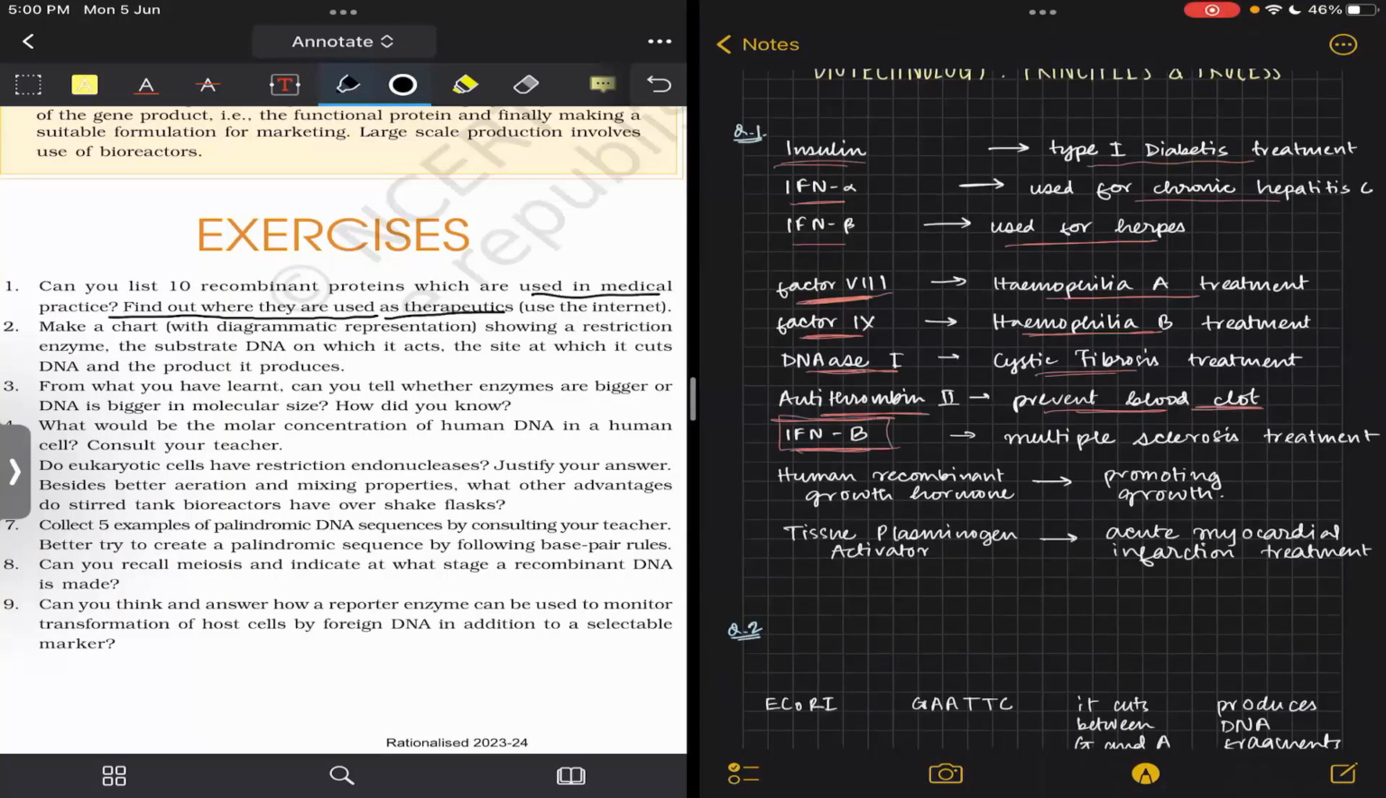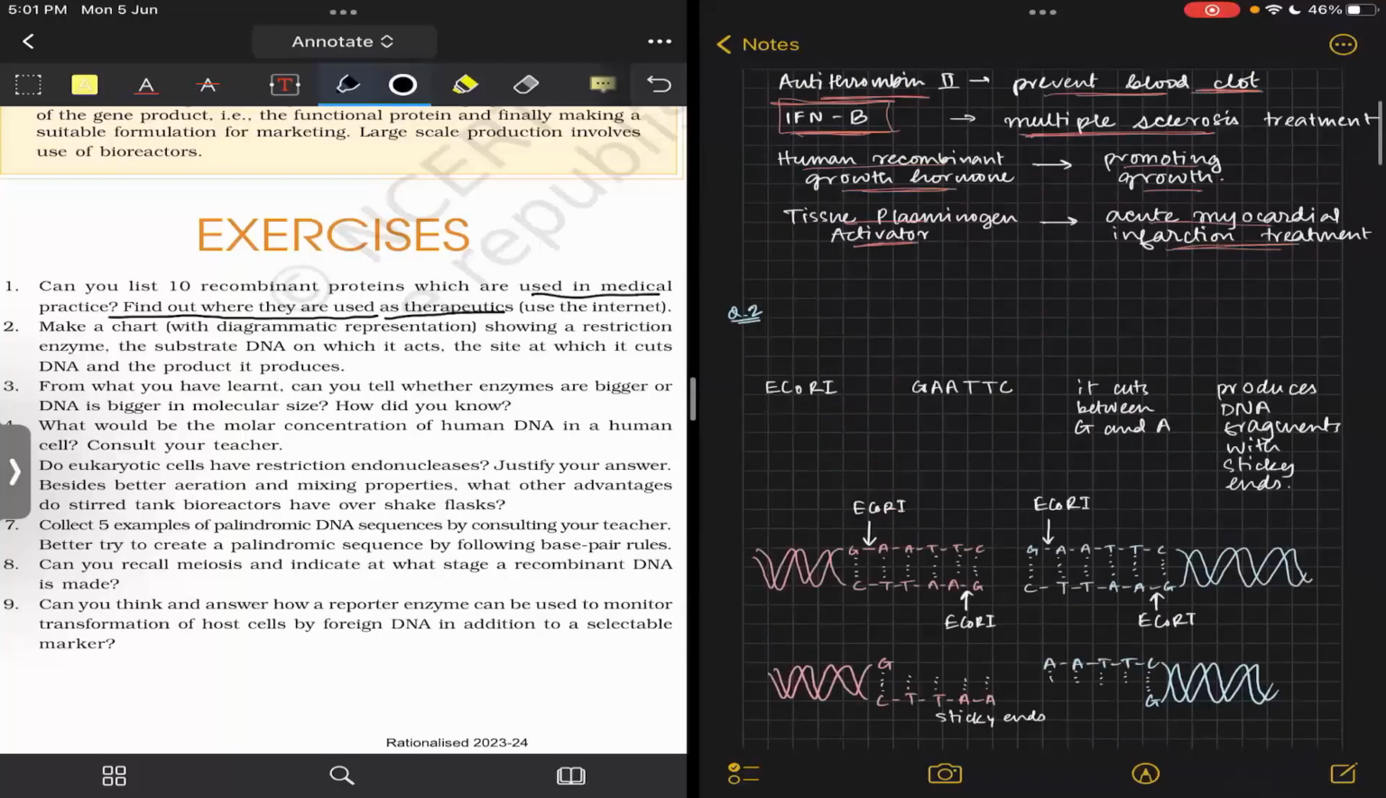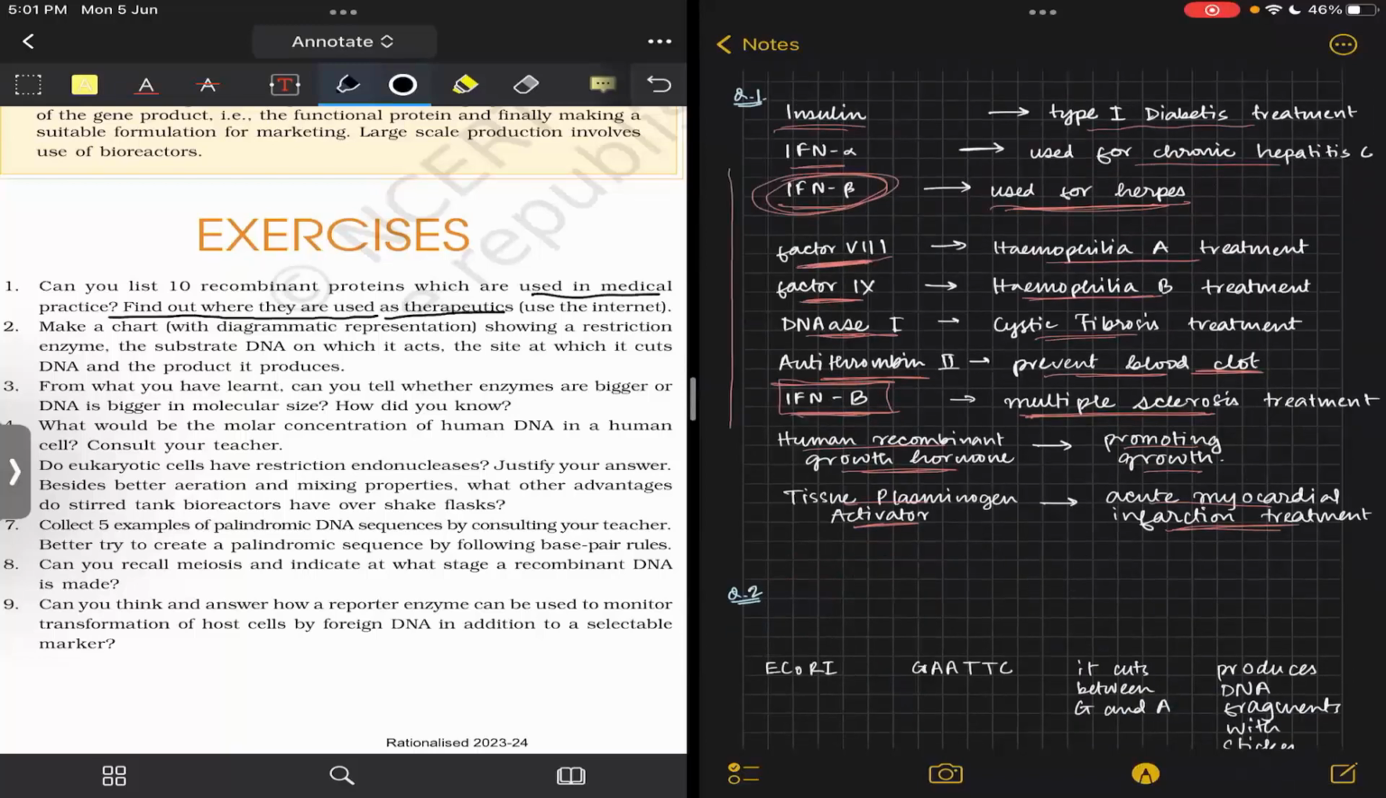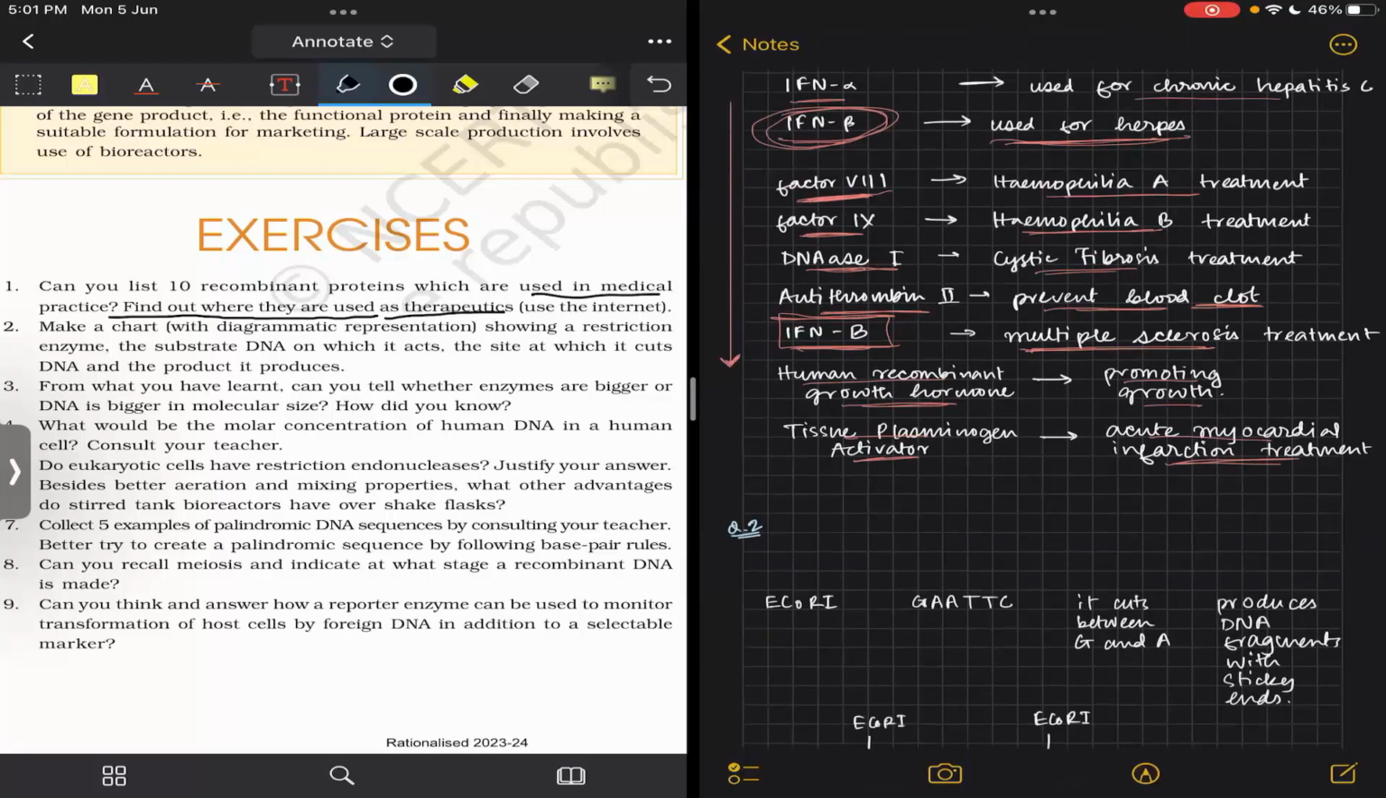Interferon gamma and interferon beta, these two are different. Beta is used for treatment of herpes, and the other is used for treatment of multiple sclerosis. And human recombinant growth hormone is used for promoting growth, and tissue plasminogen activator is used for acute myocardial infarction treatment, which is basically treatment of heart attack. So these were the list of 10 proteins that are commonly used as recombinant proteins in clinical practice.